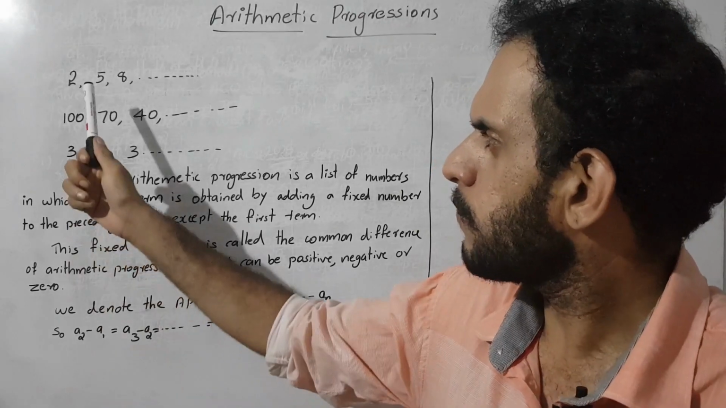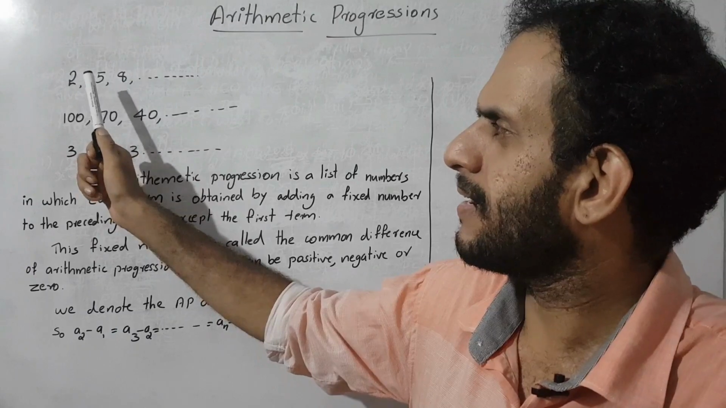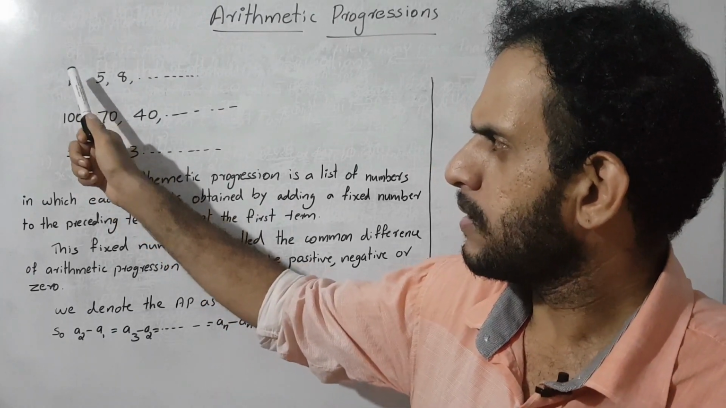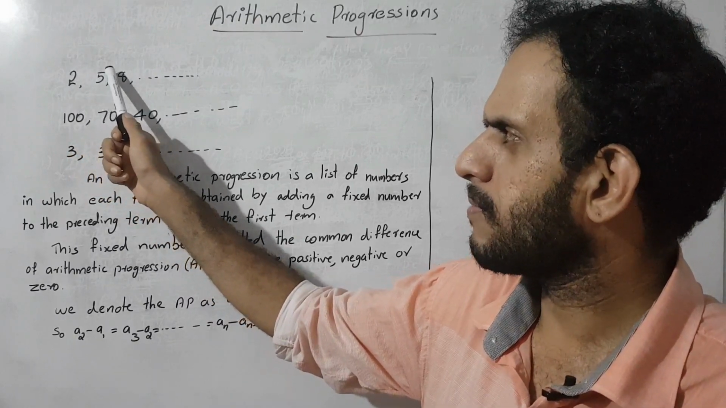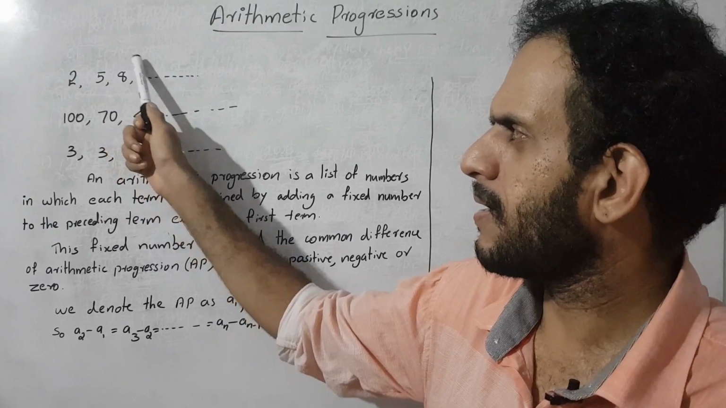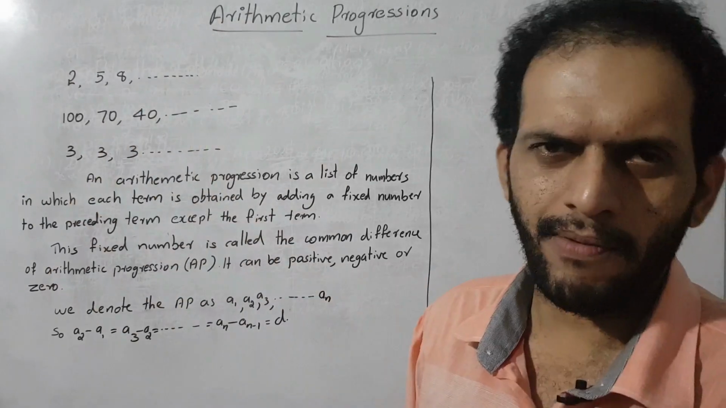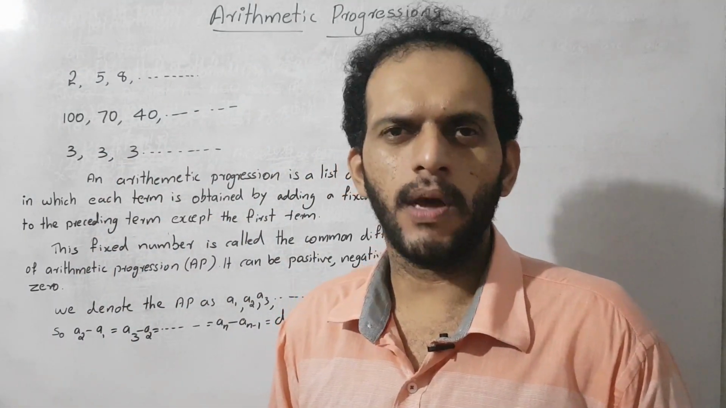Here it is very clear which number we are adding to all the terms. Here we are adding the number 3. We choose the first number 2, then 2 plus 3 is equal to 5. 5 plus 3 is equal to 8. Then what is the next term? The next term is 8 plus 3, which is 11. Like that we write the arithmetic sequence, the list of numbers.